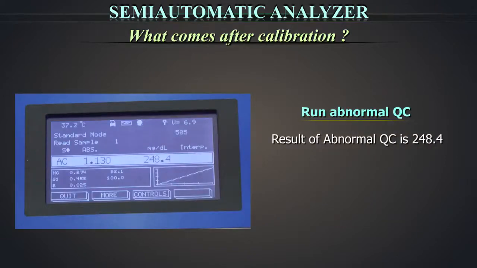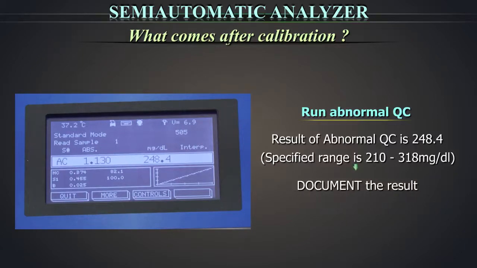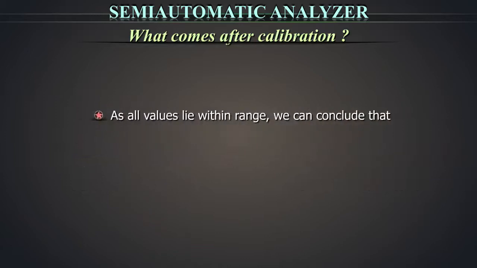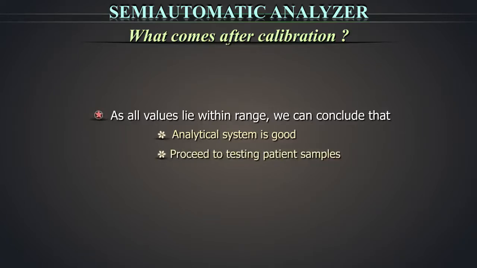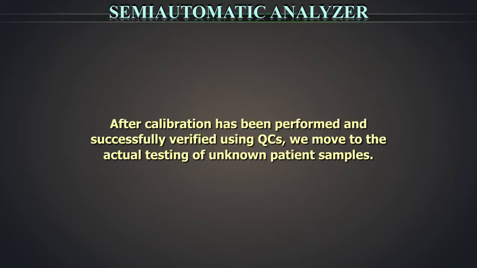Similarly, run the abnormal QC. The result of the abnormal QC is 248.4, which is within the specified range of 210 to 318 milligrams per deciliter. Document the result. As all values lie within the range, we can conclude that the analytical system is good and proceed to testing patient samples. After calibration has been performed and successfully verified using QCs, we move to the actual testing of unknown patient samples.